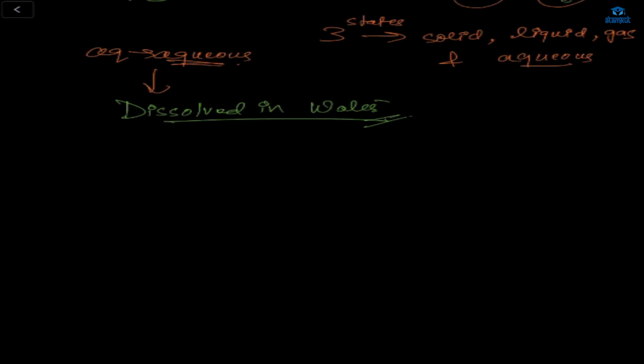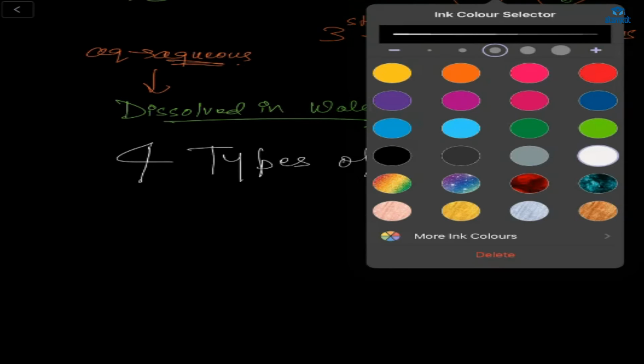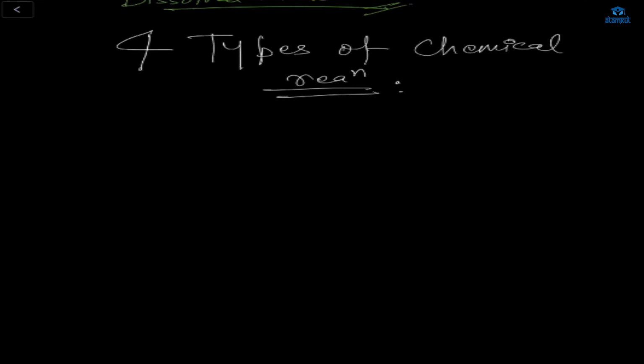Now let us study the four types of chemical reactions. Can you name them? Sorry, it's reaction, not equation. Four types of chemical reaction. Combination reaction, decomposition, displacement, and double displacement. Very good. You know everything, right? So here we have first the combination reaction.